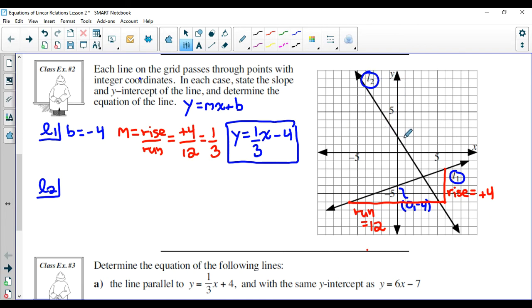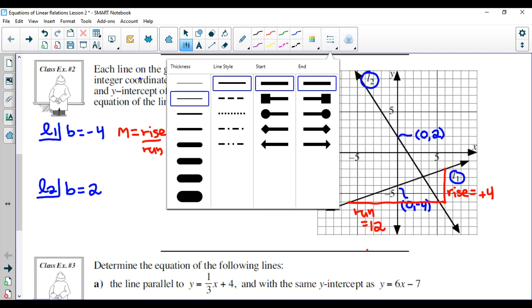Okay, so first of all, let's identify what the y-intercept is. So the y-intercept is at this point. So this point would be an x-coordinate of 0 and a y-coordinate of 2. So your y-intercept, which we use the letter b to represent, would just be a value of positive 2.